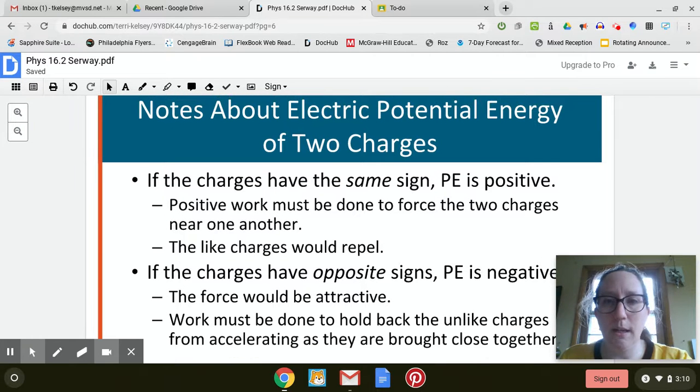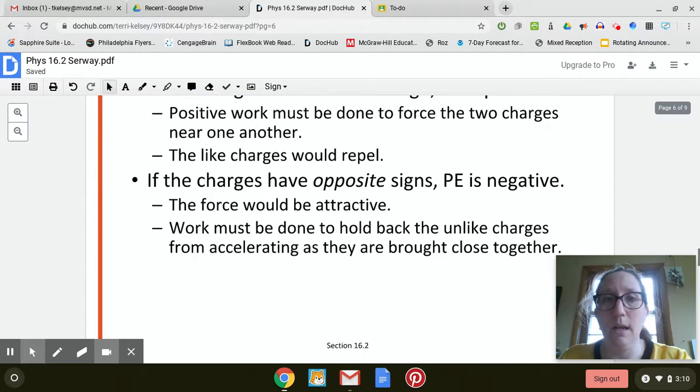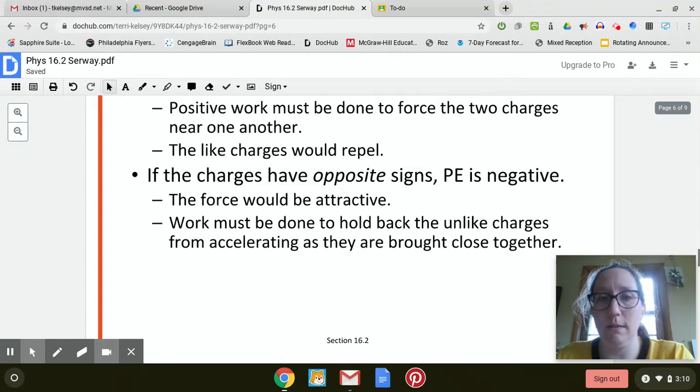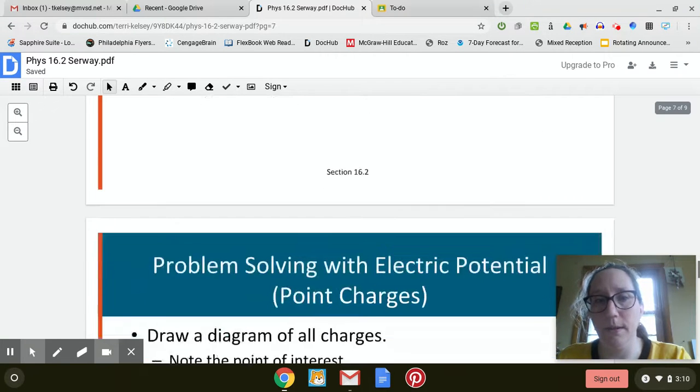If the charges have the same sign, the potential energy is positive. Makes sense, right? I have to do work to move them, okay? If they have opposite charges, the PE is negative and it's doing work. It's giving work to the system. Makes sense? So far, so good.